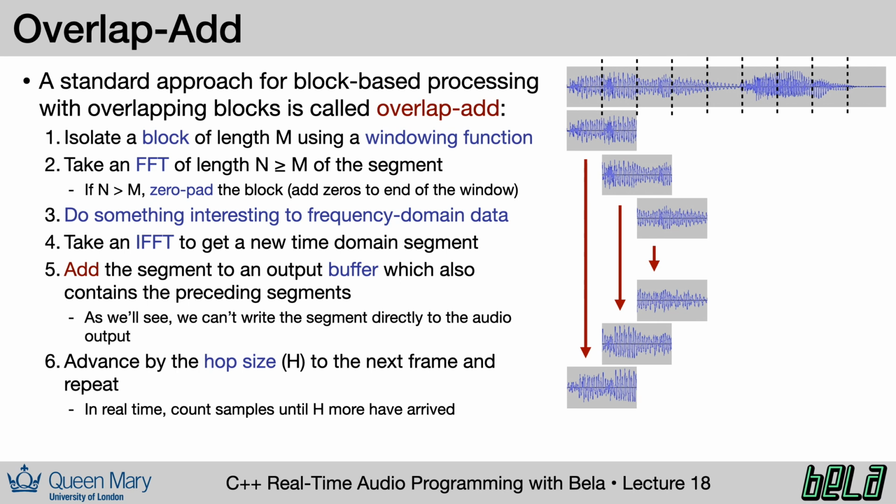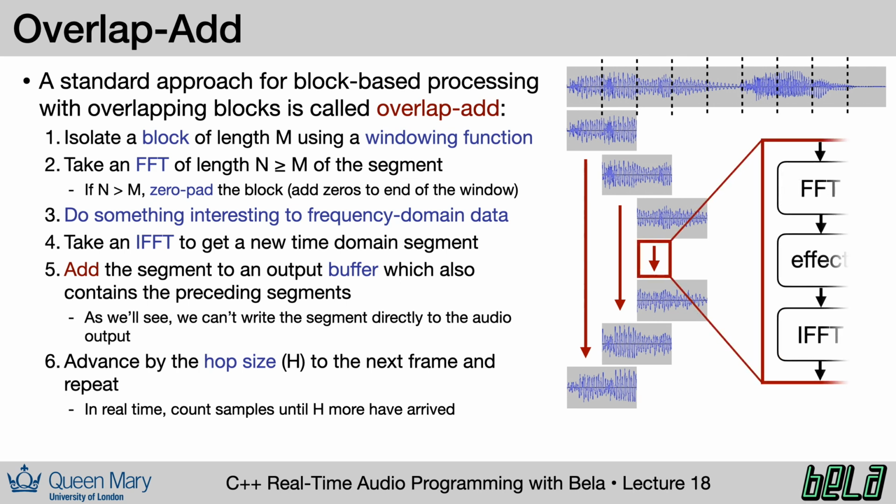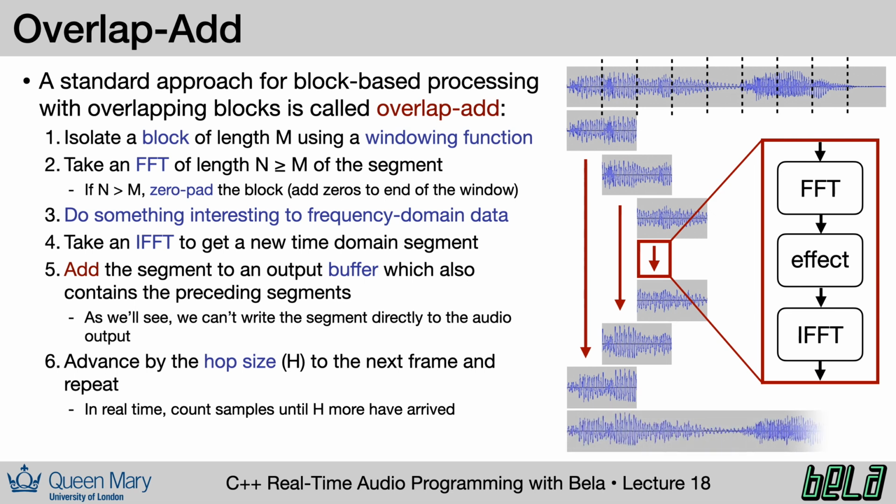And we repeat this each hop, where our processing consists of an FFT, some sort of frequency domain effect, and then an inverse FFT, and each of the outputs we get are added together to produce the output signal y of n. So remember that this process is called overlap add. The add part of it comes from the fact that each of the windows, when we're finished processing, gets added together into the output buffer.